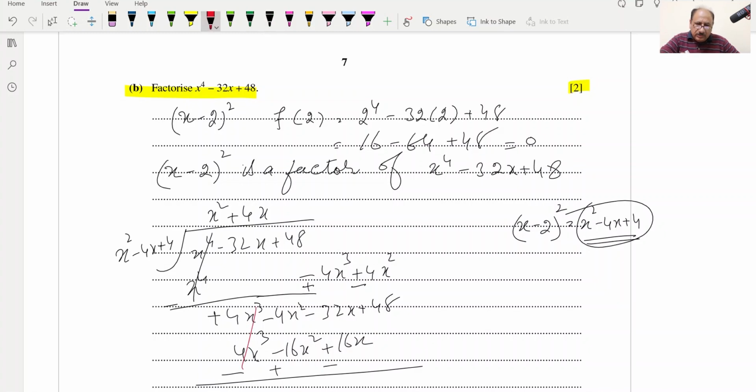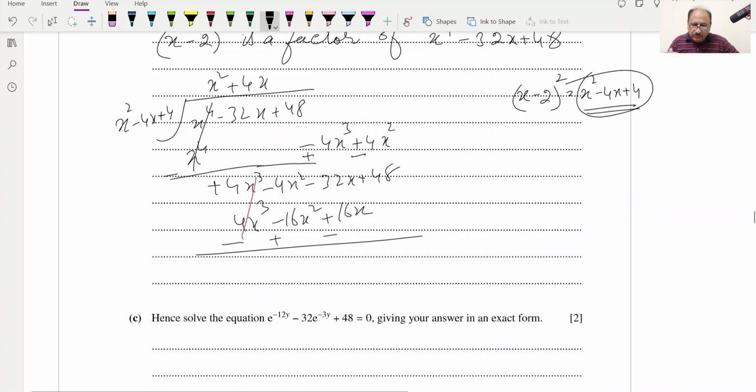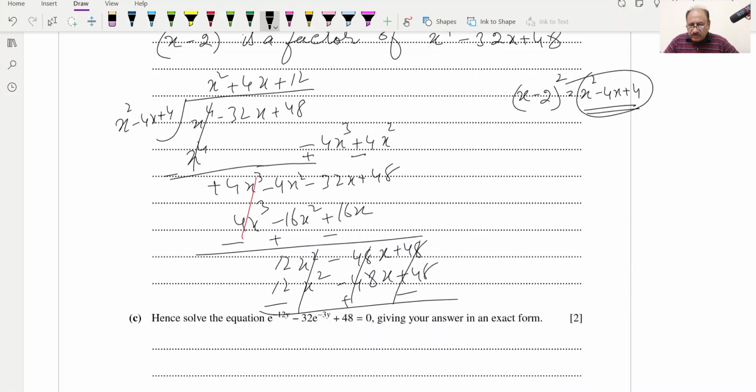This will be cancelled, and we will get what we will get. This will be 12x squared minus 48x plus 48. Now we can multiply by 12 plus 12, so it will be 12x squared minus 12x squared minus 48x plus 48. So sign change, minus plus minus, everything is cancelled.